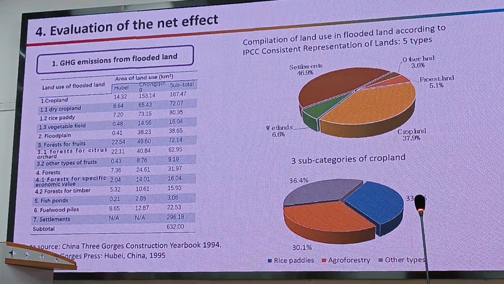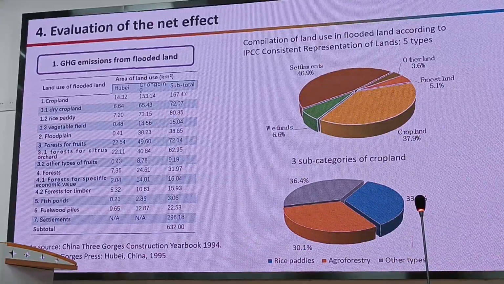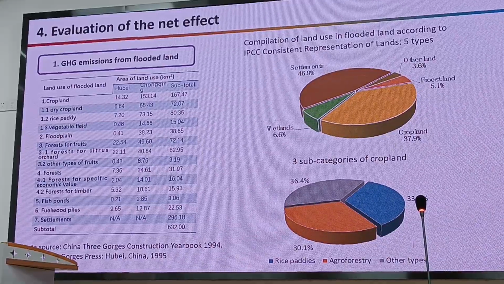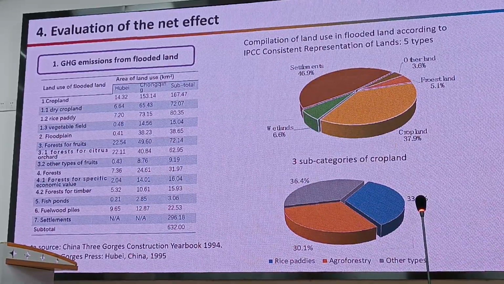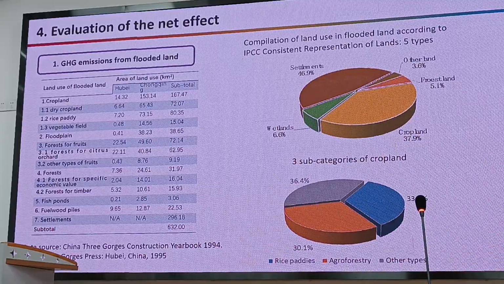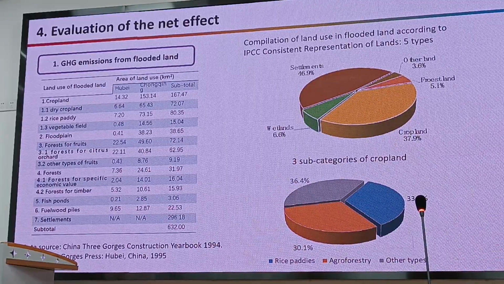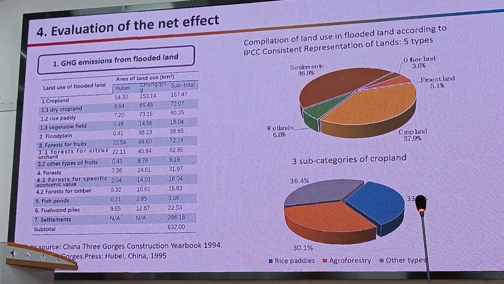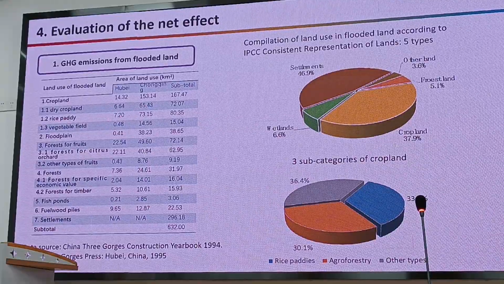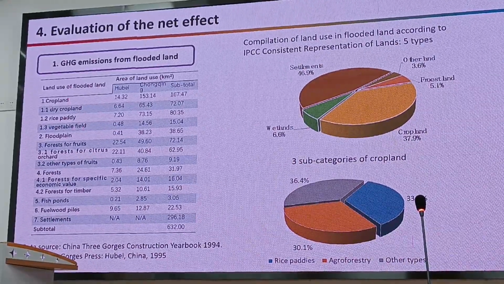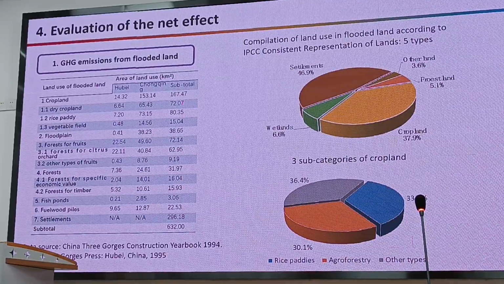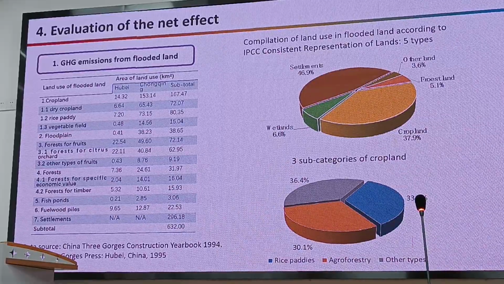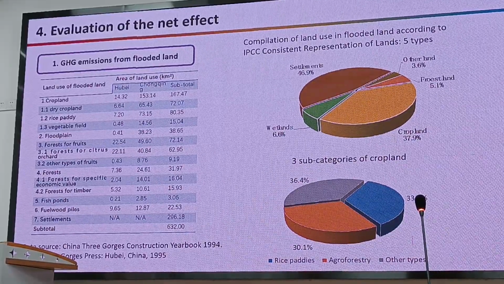And here is some land use before the impoundment. We didn't have this data, but finally we found the data source. It's from a year before the construction of the China Three Gorges dam, because Chinese dams have large pre-impoundment clearance activities. When they do the pre-impoundment clearance, they have data on what kind of land it was, croplands or different types of land. We compiled the land use according to the IPCC consistent representation of lands.